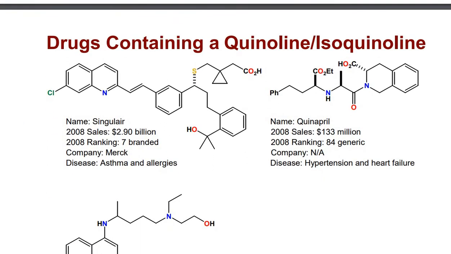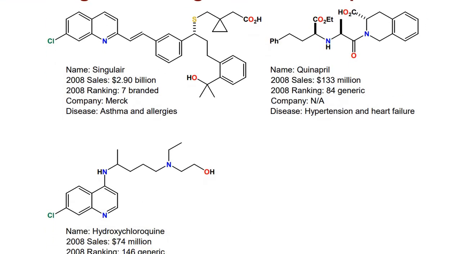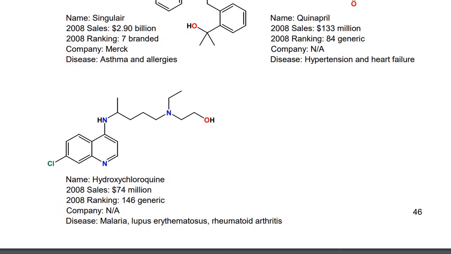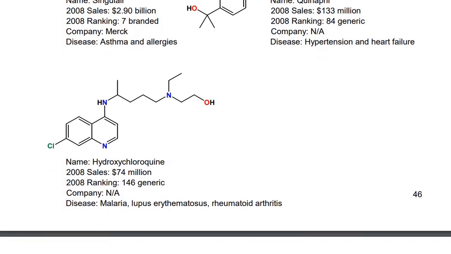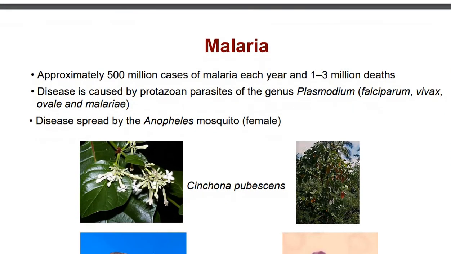Now, drugs containing quinoline or isoquinoline. Names: Singulair, quinapril and hydroxychloroquine. Look at the structures, all three structures contain quinoline.